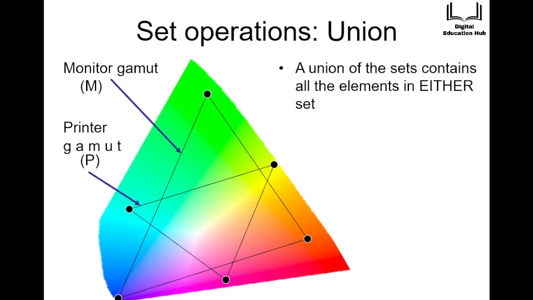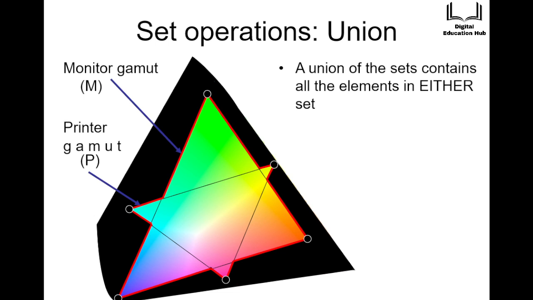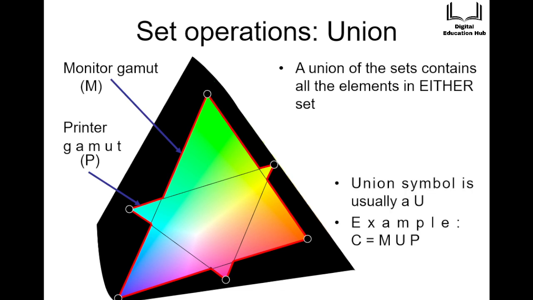Now the first operation is the union operation. The union operation says that it contains all the elements which are present in either of the sets. Graphically it can be shown like this, and this is the region we are talking about for the union. The union symbol is denoted as U, and so we can say that C is equal to M union P.